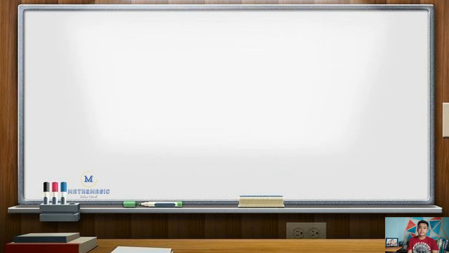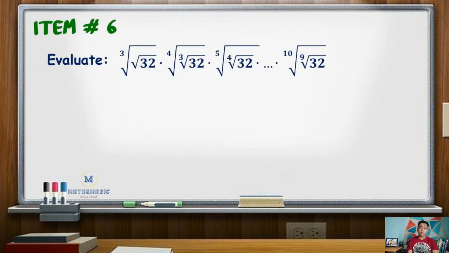For item number 6, evaluate the cube root of the square root of 32 times the fourth root of the cube root of 32 times the fifth root of the fourth root of 32 times, and so on and so forth, up to the 10th root of the 9th root of 32.